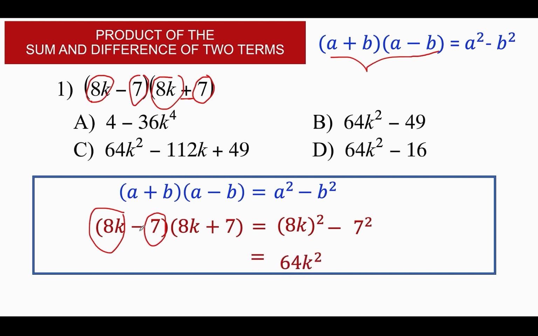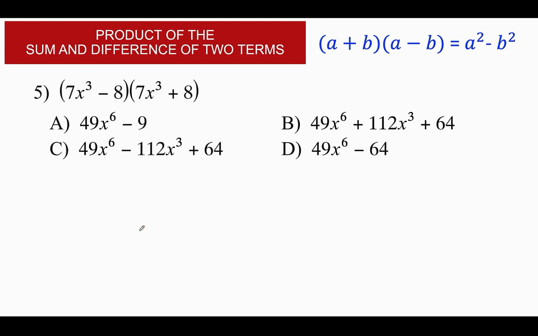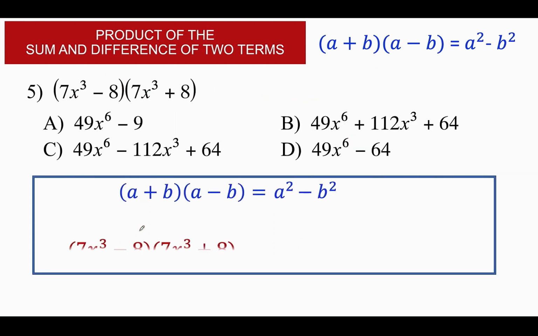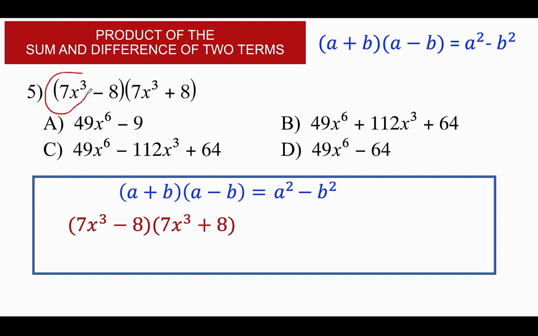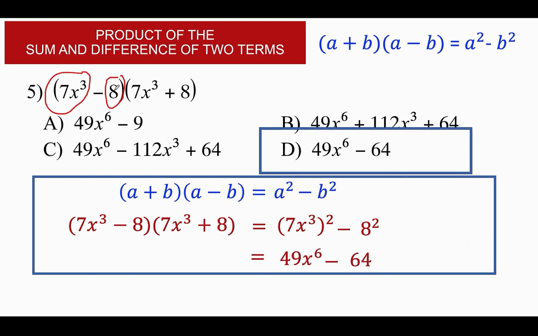So simplifying, this is equal to 64k squared minus 49, this is letter B. Next problem. So again, write the formula and write the given. What are the two numbers? It's 7x to the third and 8. So following this formula, that is equal to the square of 7x cubed, which is 49x to the sixth. Copy the minus sign. And then the square of b is the square of this 8, which is 64. So here is now our final answer. And that is letter D.